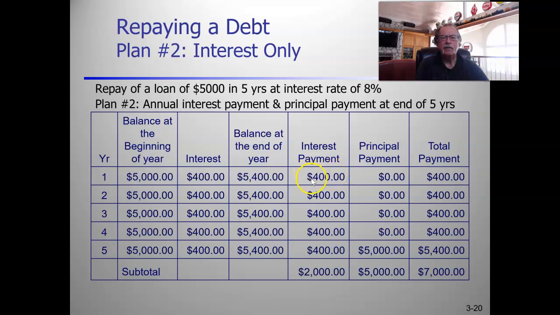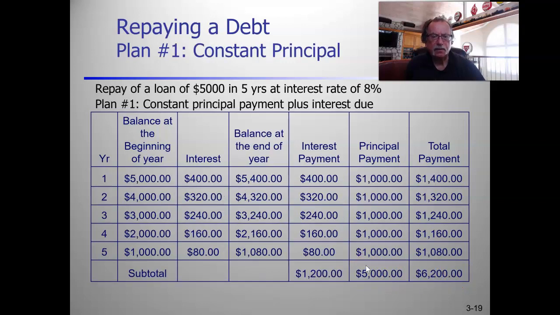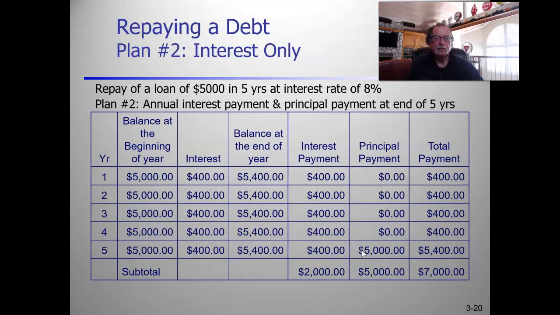So every year we're going to pay $400, so our interest is going to be constant. Because we're paying interest, there's no interest on interest. Then at the end of the 5th year, we're going to pay the $400 and the $5,000 that we borrowed. So we have principal repayment of $5,000, interest payment of $2,000, total payment of $7,000. Notice that this total payment is different than this total payment here where we made interim principal payments. Okay, this is plan 2.